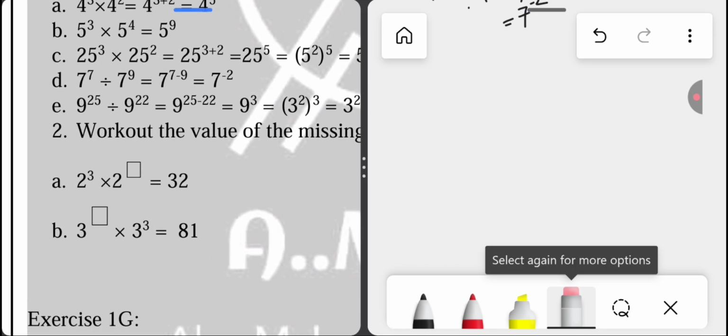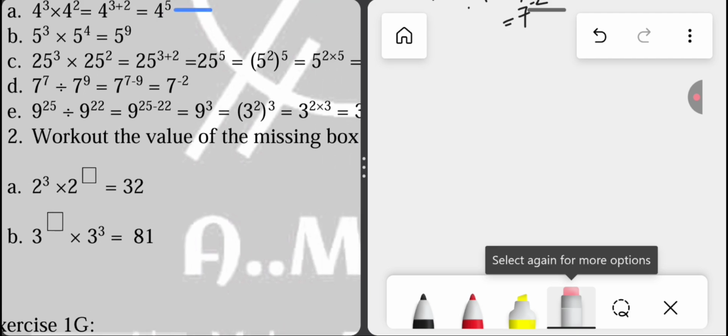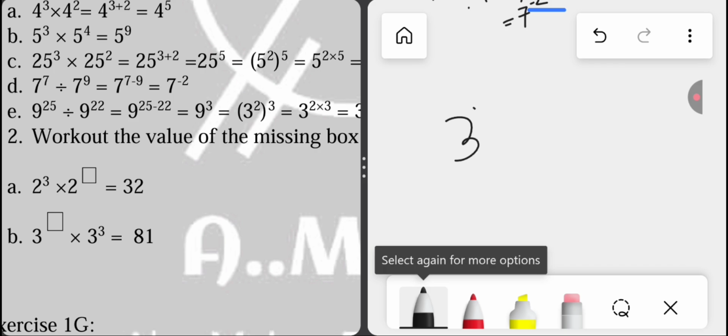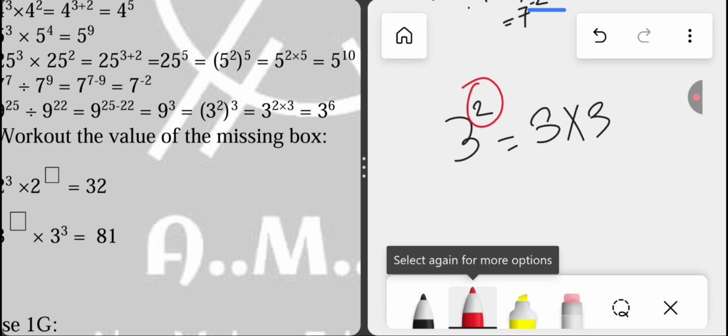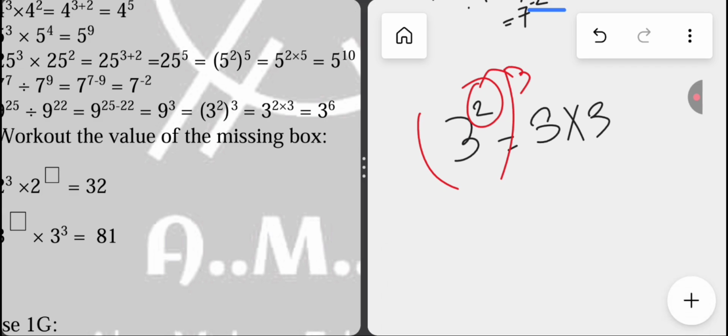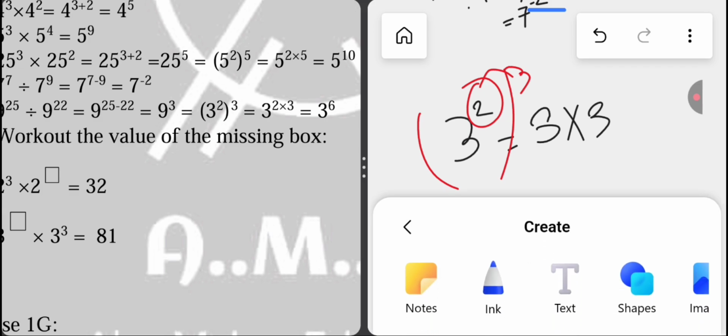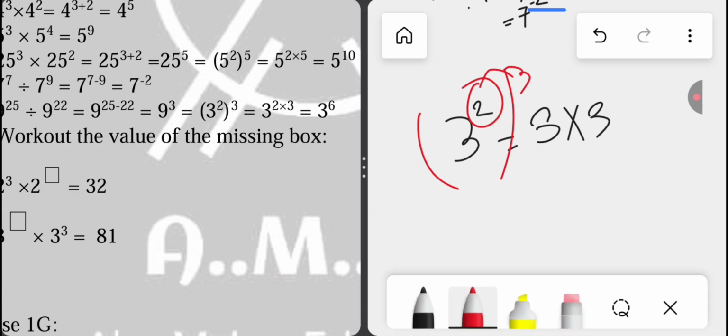See, 9 to the power 25 divided by 9 to the power 22, which gives us 9 cube, 25 minus 22. And 9 can be written as 3 square, right? 3 square means 3 into 3, multiplying 3 twice gives us 9. So this power, this square, and the previous power, which is 3, these two are gonna be multiplied with each other.